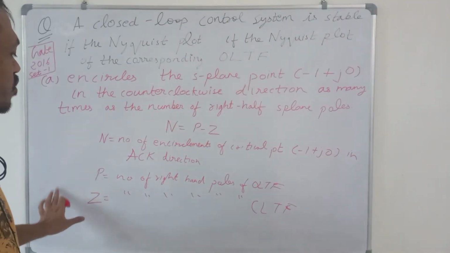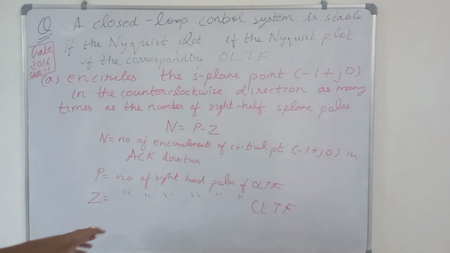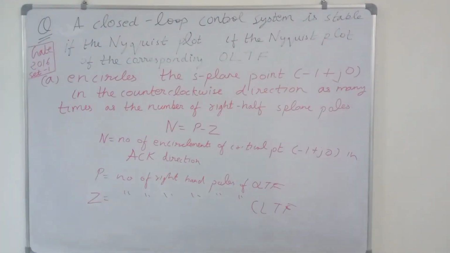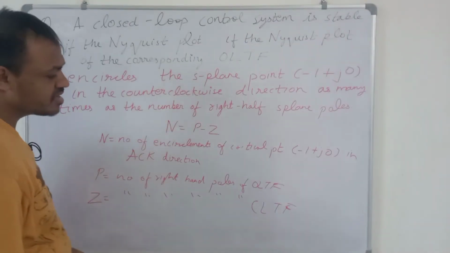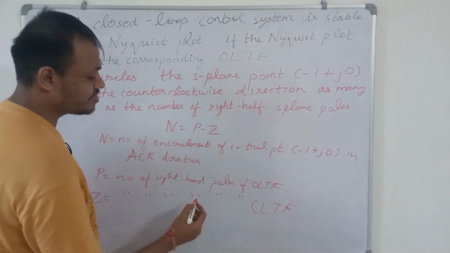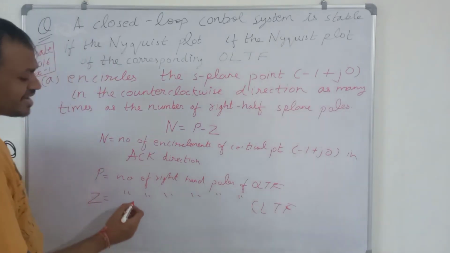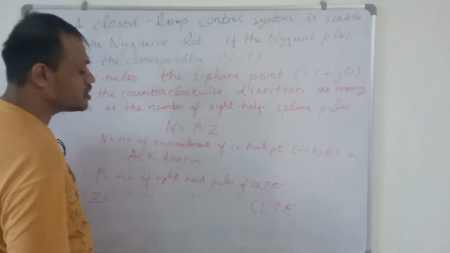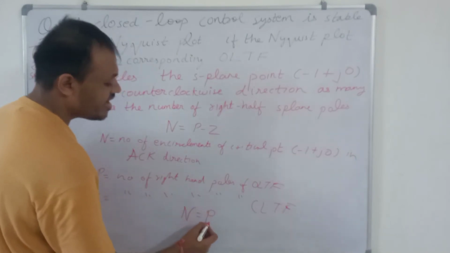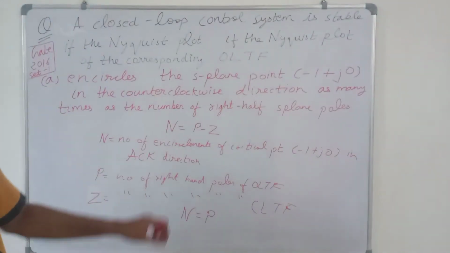Now the closed loop system will be stable if Z equal to 0, because if there are no poles in the right hand side, then the system is stable. If there is even one pole in the right hand side, then the system will be unstable. So the system will be stable if Z equal to 0. So for Z to be equal to 0, the number N must be equal to P.